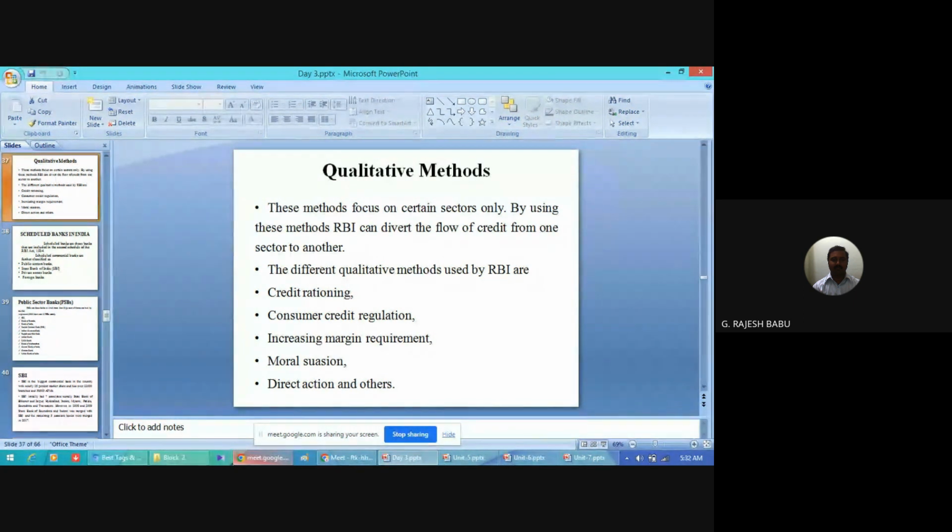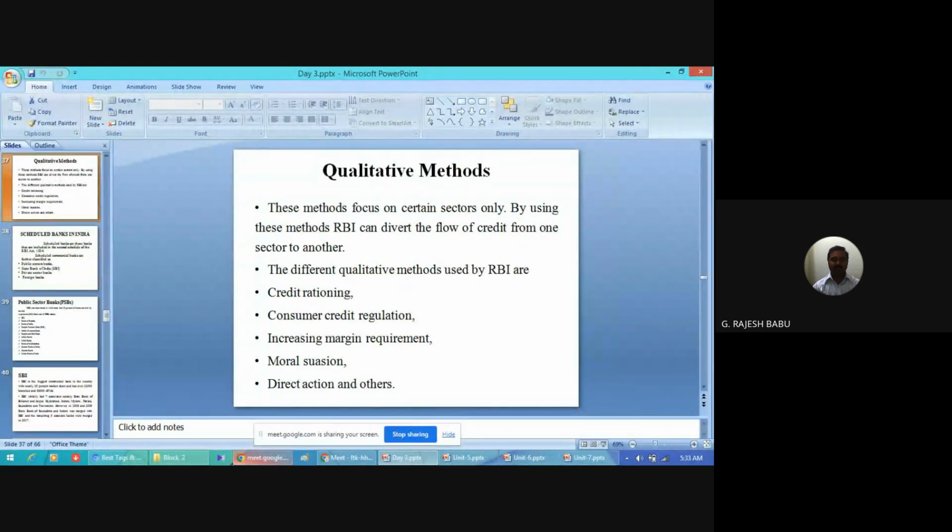Then moral suasion. The Reserve Bank of India requests commercial banks to behave in a particular manner according to the financial situation of the economy. For example, during inflation, the Reserve Bank of India requests commercial banks to restrict bank advances. It is a sort of advice and there is no compulsion by the Reserve Bank of India. The effectiveness of this policy depends upon coordination between the Reserve Bank of India and commercial banks.